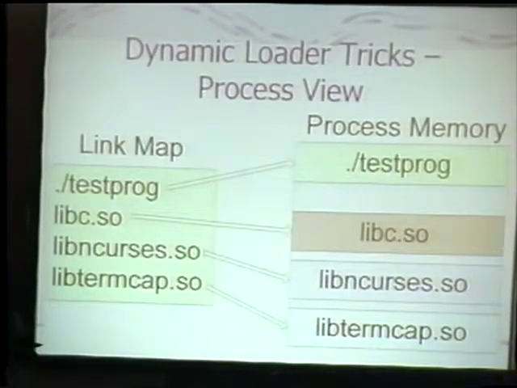So if we actually look at what the link map looks like, we can see this. If I have a test program, it's in the link map, and there's a pointer to the base address where this program is loaded. If I've got libc, which all C programs have, then there's a pointer to the base address of libc in memory. libncurses, for example, pointer again; termcap, pointer. So basically the link map tells us the structure of the program in memory.